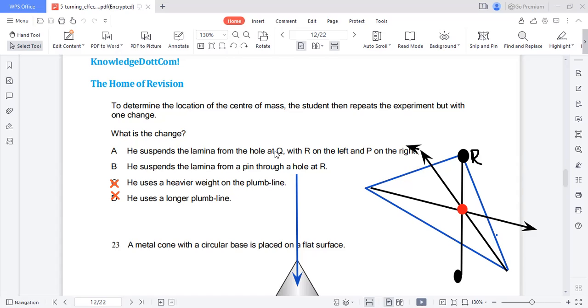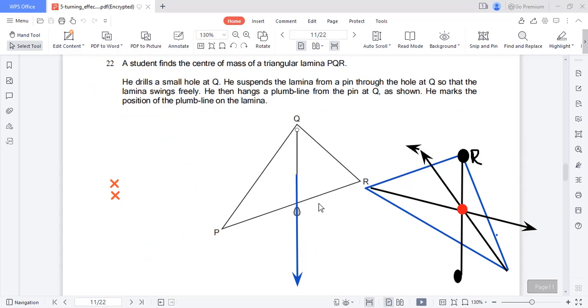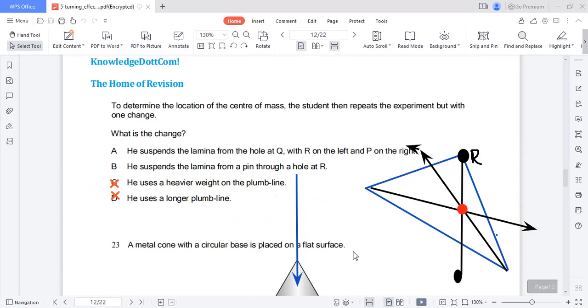Q. Okay, let me check. A hole at Q with R on the left, R at left. Okay, you shift R to this side and P to this side. No, that makes no difference. I think this one looks a little simple and easy.